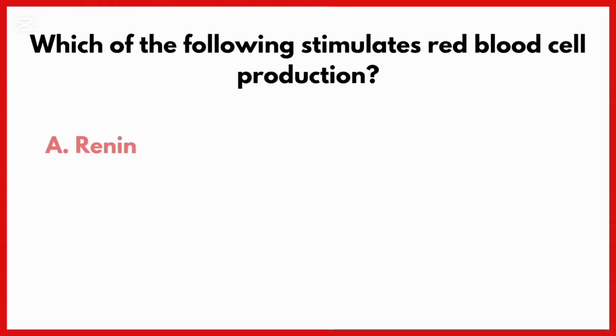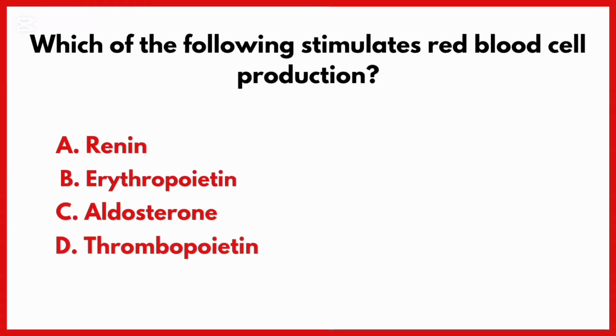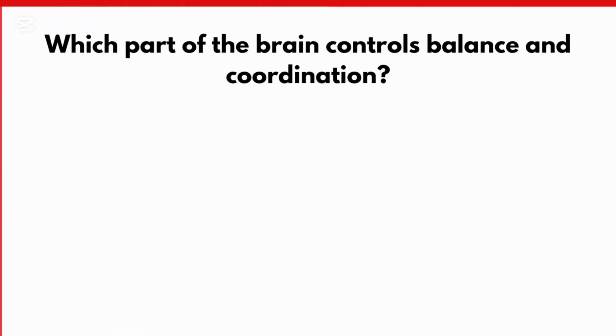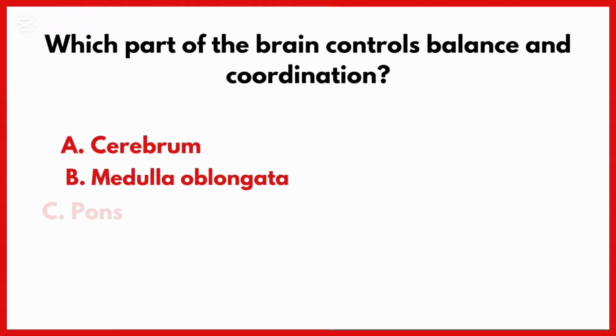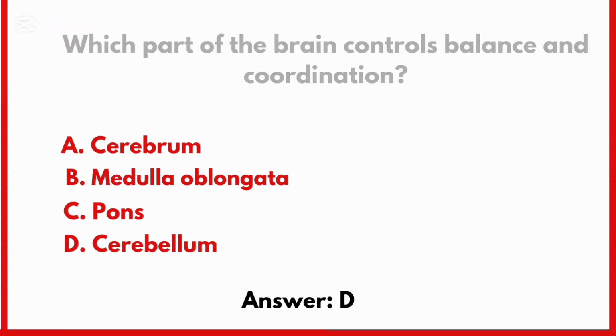Which of the following stimulates red blood cell production? Correct answer is option B, erythropoietin. Which part of the brain controls balance and coordination? Correct answer is option D, cerebellum.